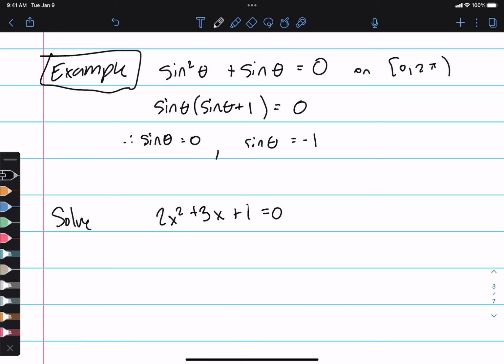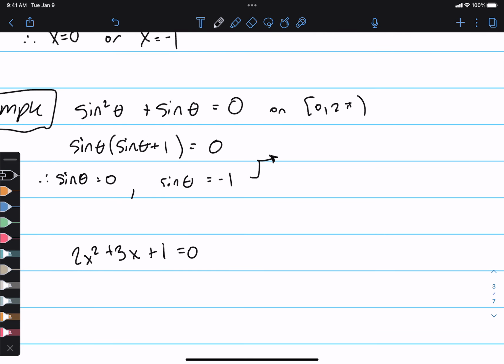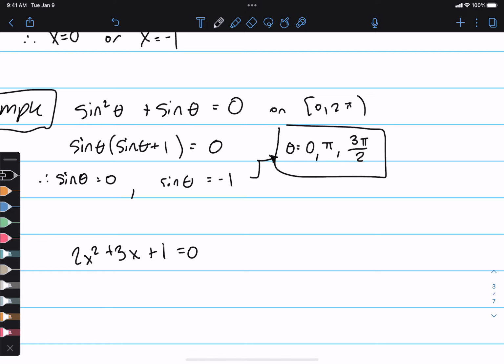And we're going to try to find all the values on our unit circle that satisfy this. Look on your unit circle for this, but theta is either equal to 0, pi, or 3 pi over 2. And those are the values that solve this equation.